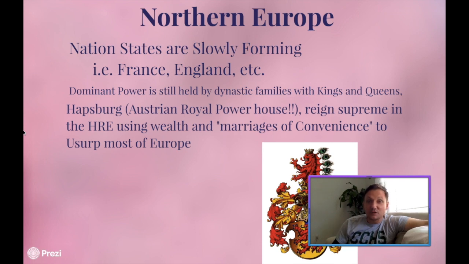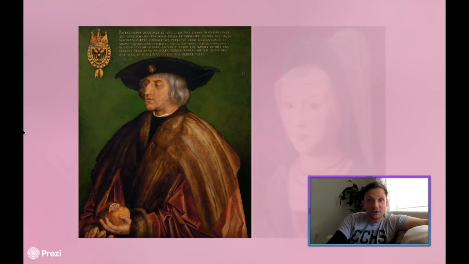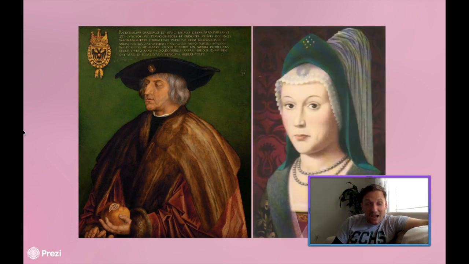So the Habsburgs reigned supreme in HRE. They used wealth and marriages of convenience to usurp most of the power in Europe, okay? Now, most of the power in Northern Europe, anyway. So to give you an understanding of what is going on here, you gotta know where they pretty much started. So this guy is Maximilian, all right? That's Maximilian I, Holy Roman Emperor, and first Habsburg Emperor of the Holy Roman Empire, okay?